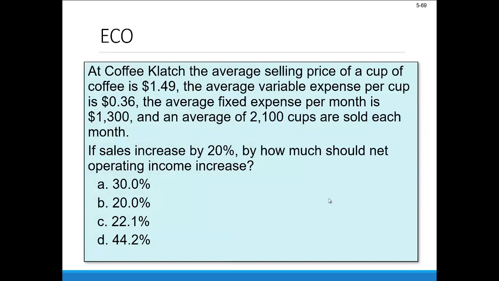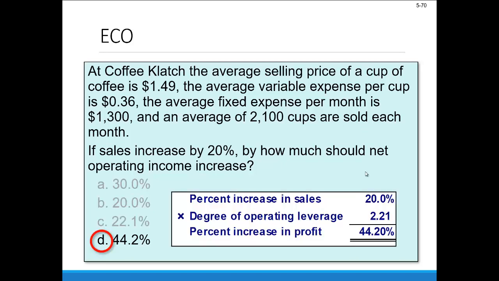Now, if sales were expected to increase by 20%, by how much should net income increase then? Same scenario as before. So pause this, work through that, and then come back through for the solution. So that would be 44.2%. So if I take my expected increase in sales of 20%, multiply it by my degree of operating leverage of 2.21, that means I'd expect a corresponding change in profit of 44.2%.